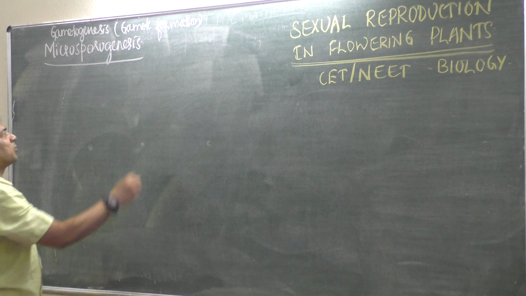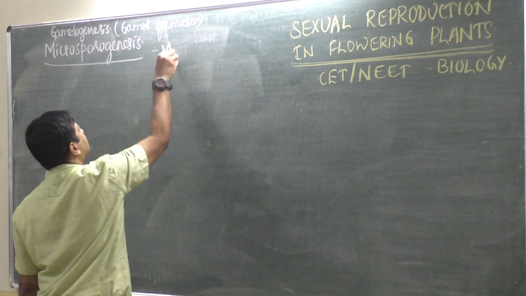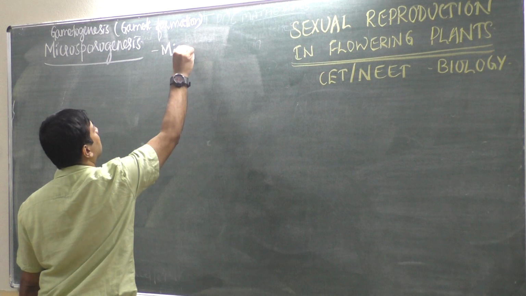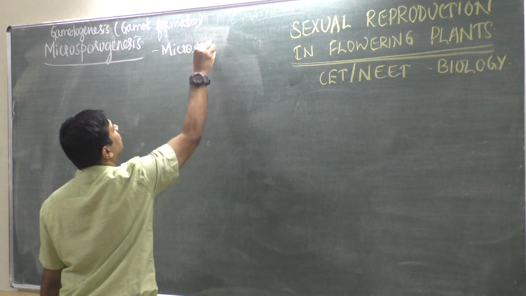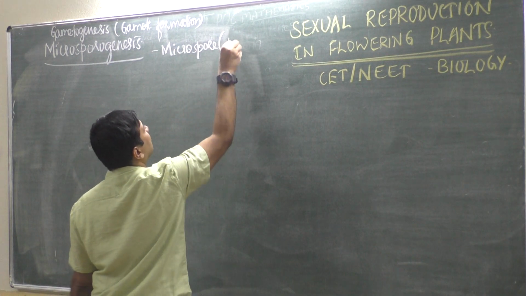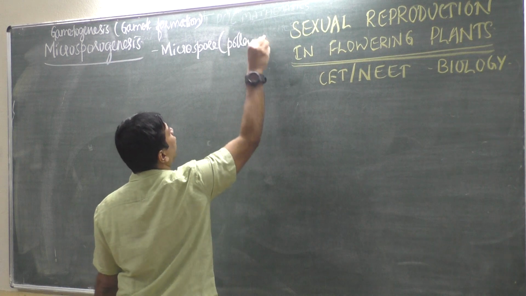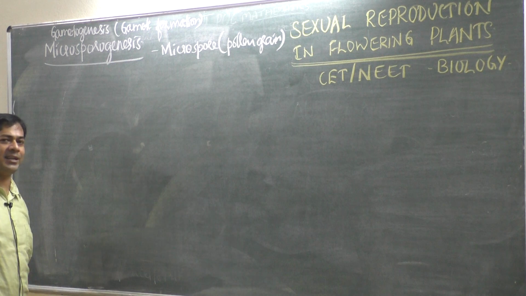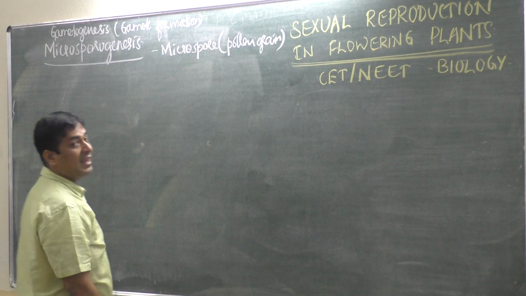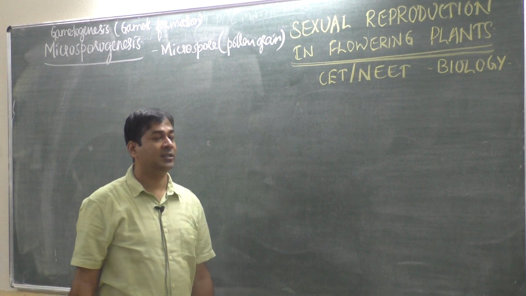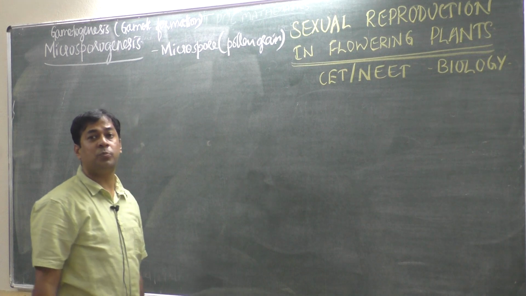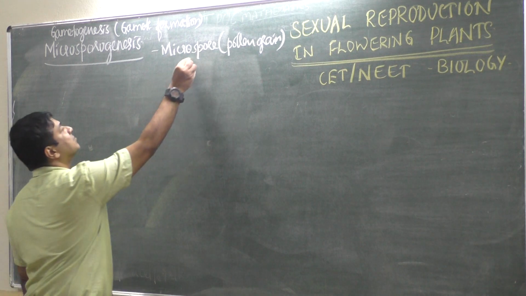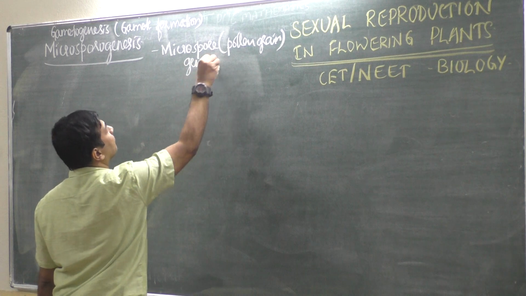Microsporogenesis: micro means small, and microspore is the other name for pollen grain. Pollen grain is also called a microspore. So the process of formation of pollen grains in the anther of a flower is called microsporogenesis. Genesis means formation.